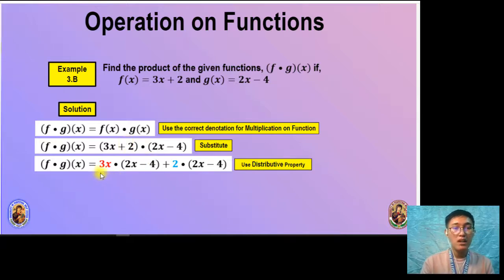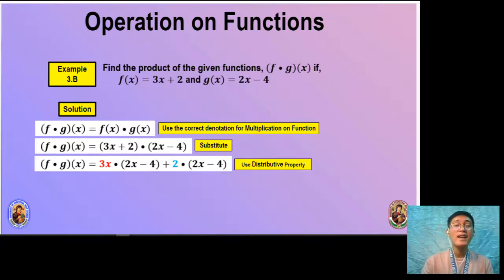Okay, that will be 3x times 2x minus 4 and plus 2, or this one, plus 2 times 2x minus 4. You can choose 3x plus 2 if you want to distribute it in here. We will just arrive with the same answer. It's up to you. Which one do you want to distribute?